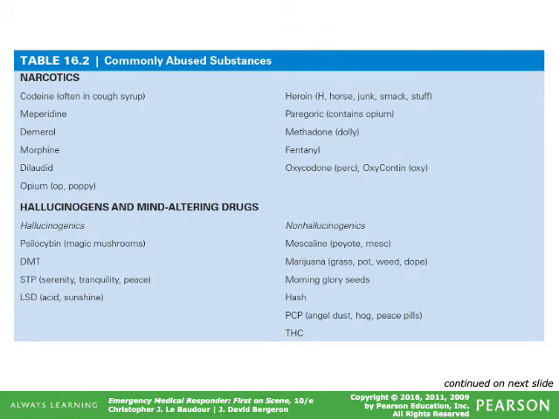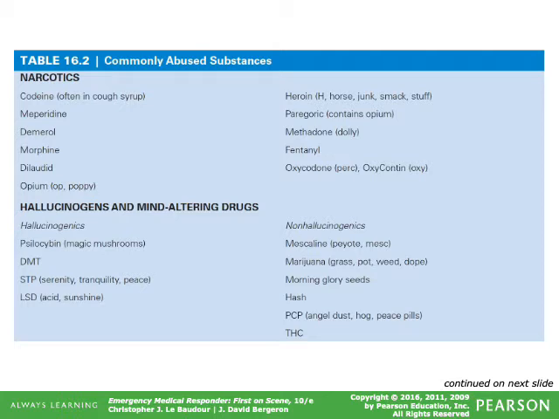Alright, this is table 16.2 continued. Some common narcotics are codeine, meperidine, Demerol, morphine, Dilaudid, opium, also known as ope or poppy, heroin, H, horse, junk, smack, stuff are also common street names. Paregoric contains opium. Methadone, known as Dolly on the street. Fentanyl. Oxycodone, known as Perk. OxyContin, or just plain Oxy.